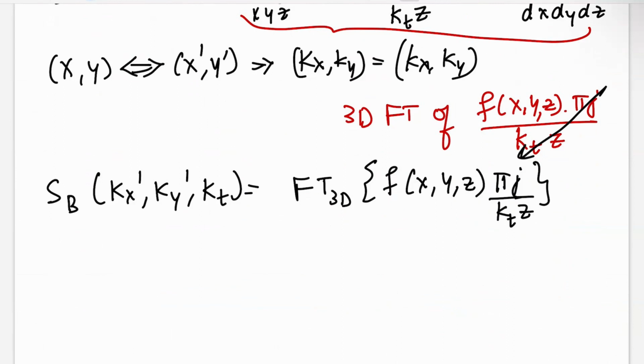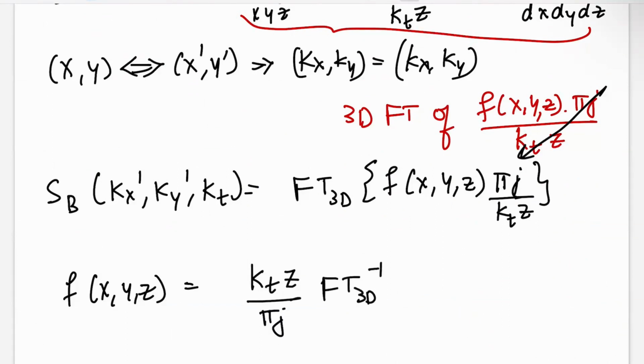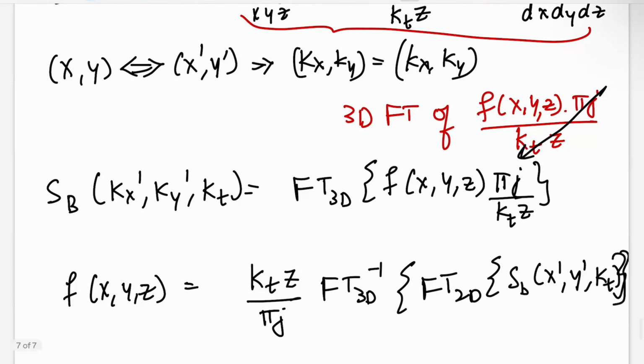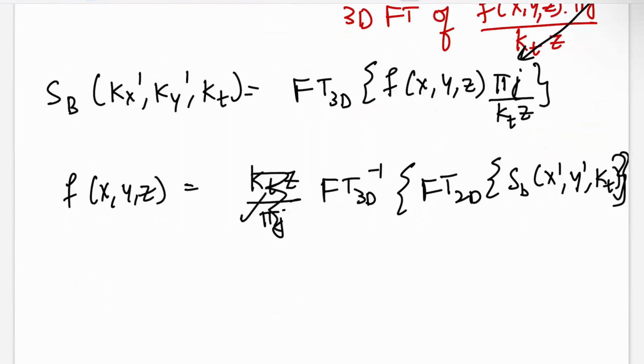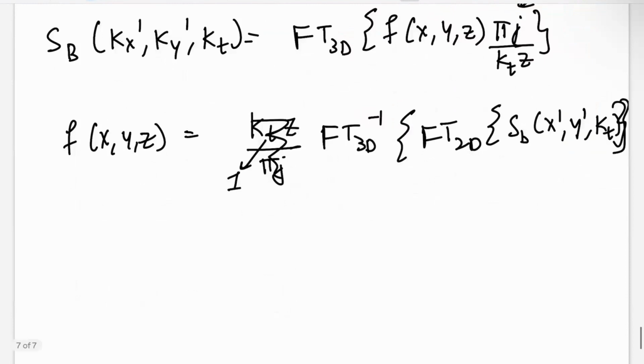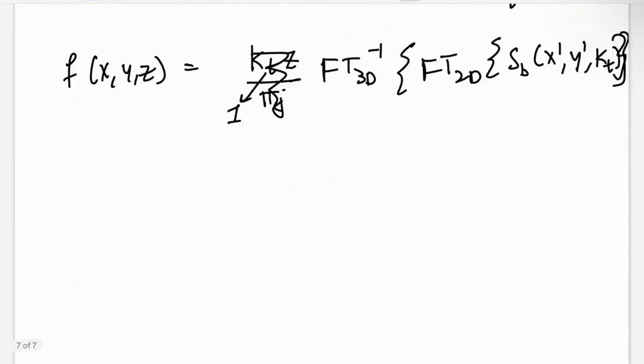Okay, which means that f of xyz is the same thing as kt z over pi j times the 3D inverse Fourier transform of the 2D Fourier transform of fb x prime y prime kt. And I'll just ignore this to make it the same result as the other one. You can ignore that because it's slowly varying, like we spoke about. So of course, the same expression: you apply the same algorithm, take the 2D Fourier transform, do the interpolation here, and then take the 3D inverse Fourier transform.